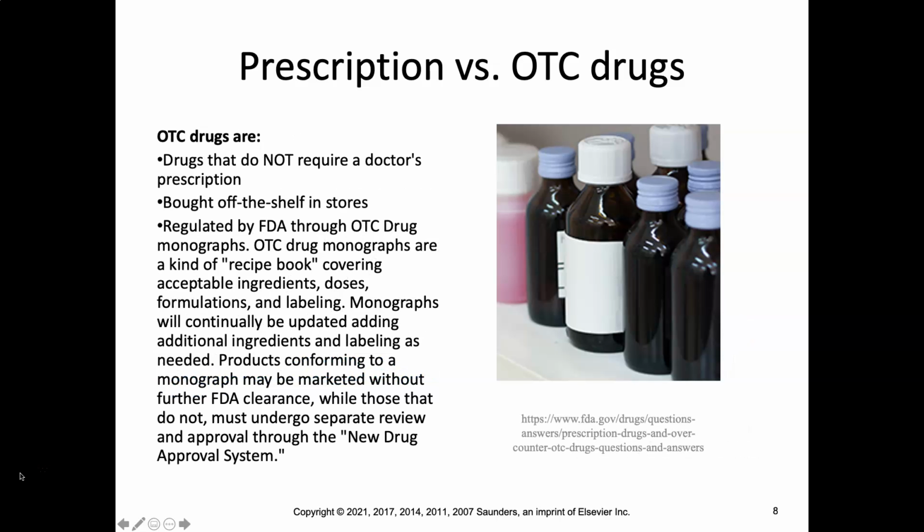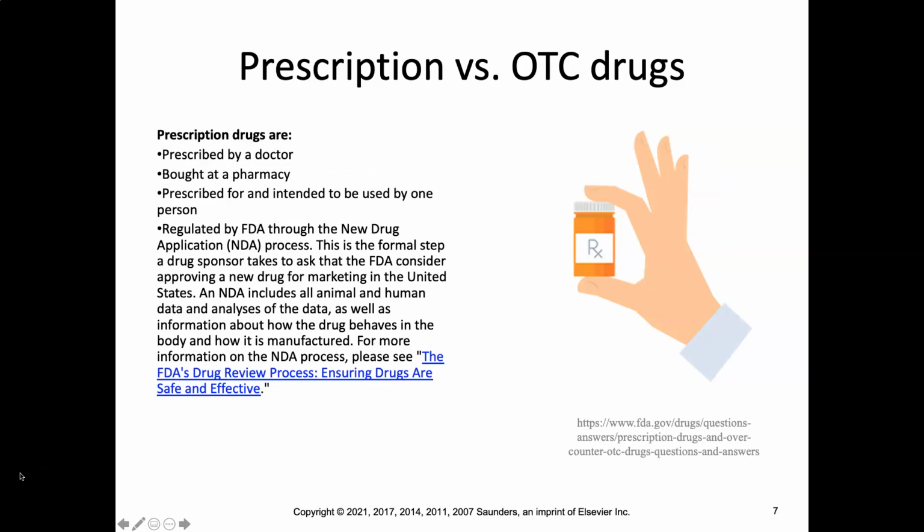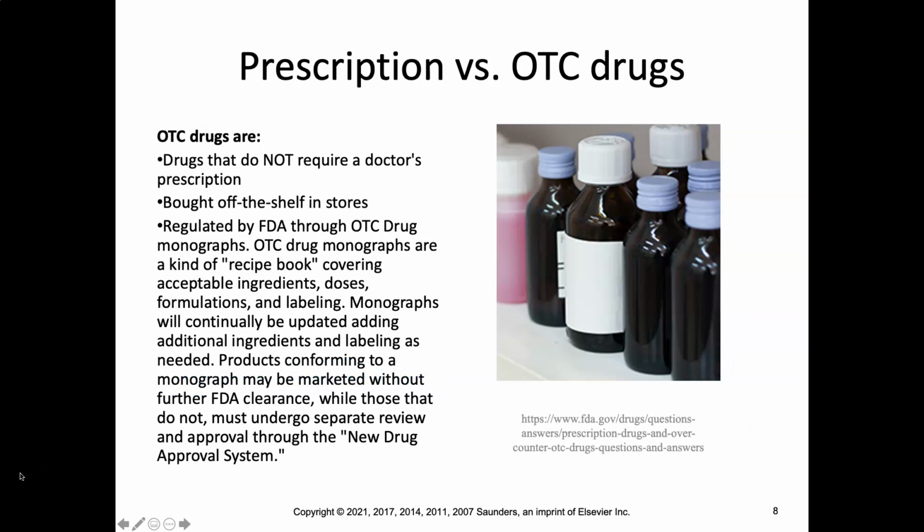Whereas over-the-counter drugs don't require a doctor's prescription. You buy them right off the shelf in any store that stocks them, and they are not necessarily for one specific individual. For instance, if you buy Benadryl because you have kids with allergies, multiple kids can use the same bottle of Benadryl until you run out. So that's an example of how it's different. But both prescription and over-the-counter medications are regulated by the FDA.